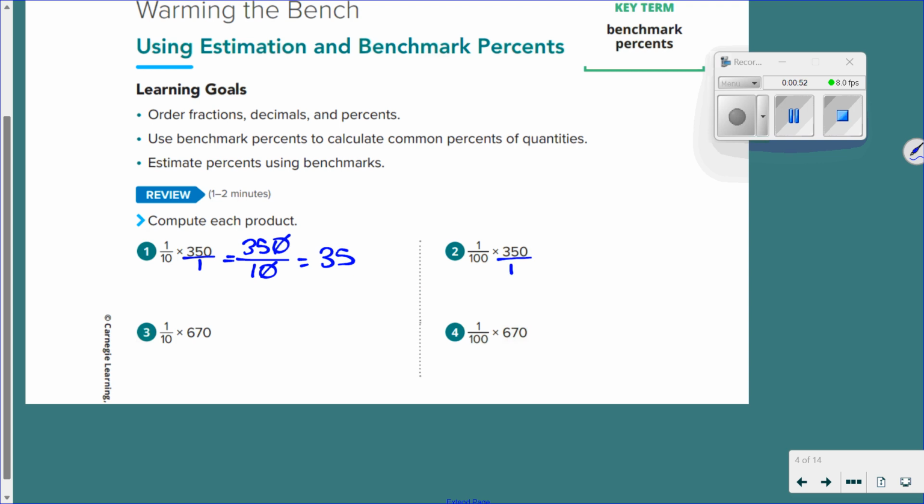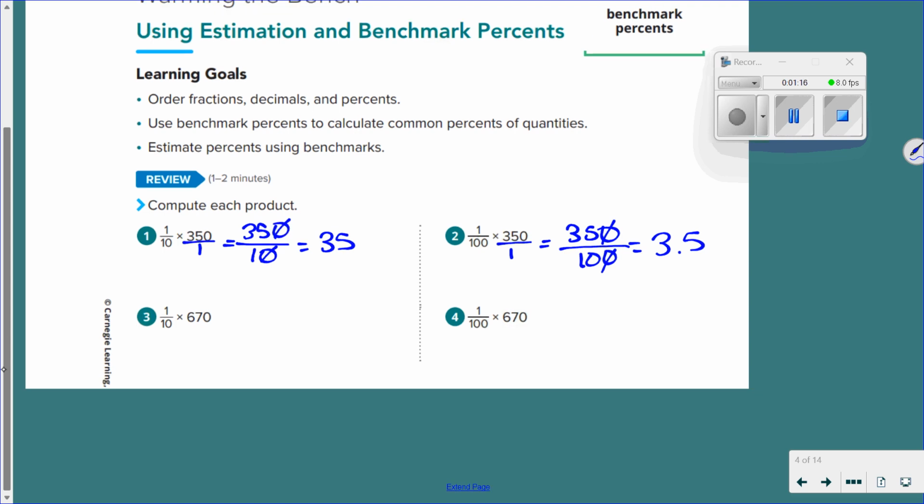All right. Again, I put it over 1. 1 times 350 is 350. 100 times 1 is? I can take off 1 zero on the ends. Now I have 35 divided by 10, which gives me 3.5, or 3 5/10.